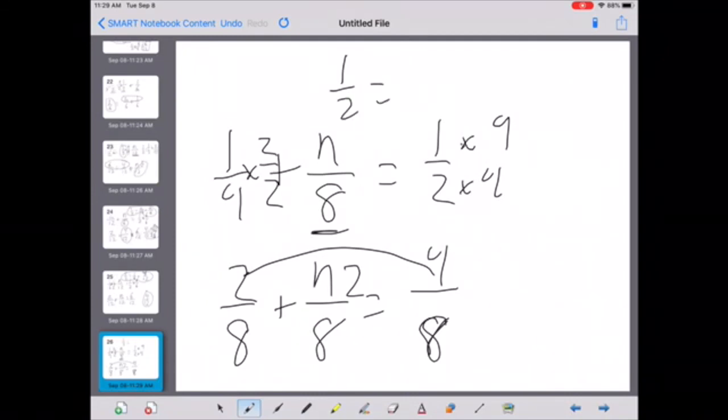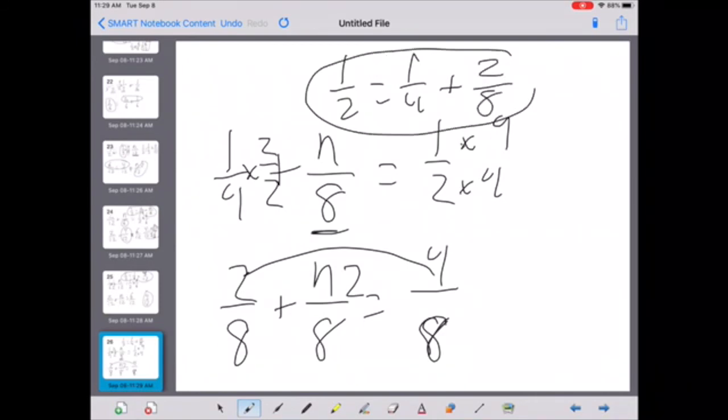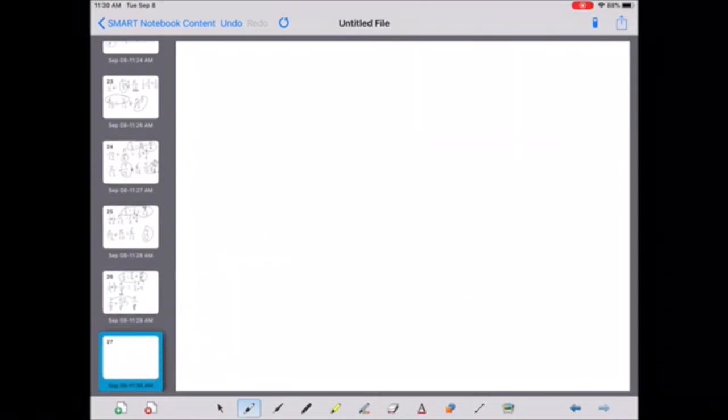So to solve your problem, you have 1/2 equals 1/4 plus 2/8. Couple more and we're almost done.